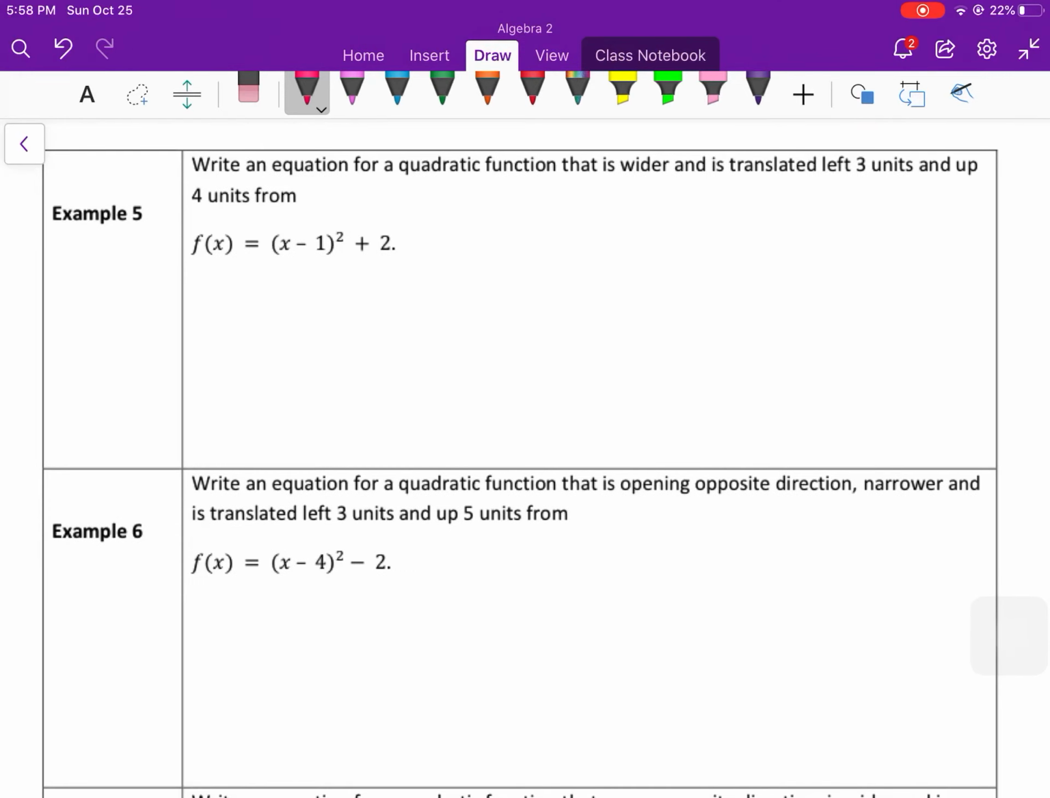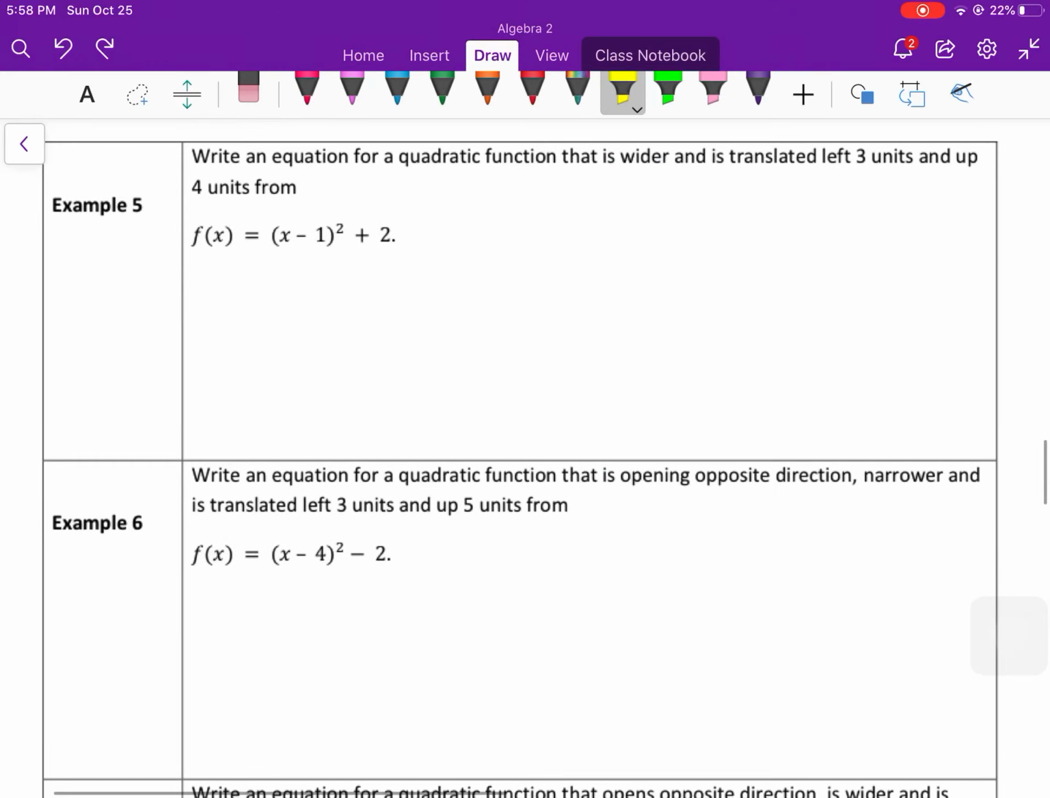Write an equation for the quadratic function that is wider, and then translated left 3 and up 4. So currently my a value again is 1. That's the implied coefficient. So if I want it to be wider, it has to be less than 1. So like a half, a quarter, 50 over 1,000, 5 over 900. It doesn't matter. Something less than 1 anyway.